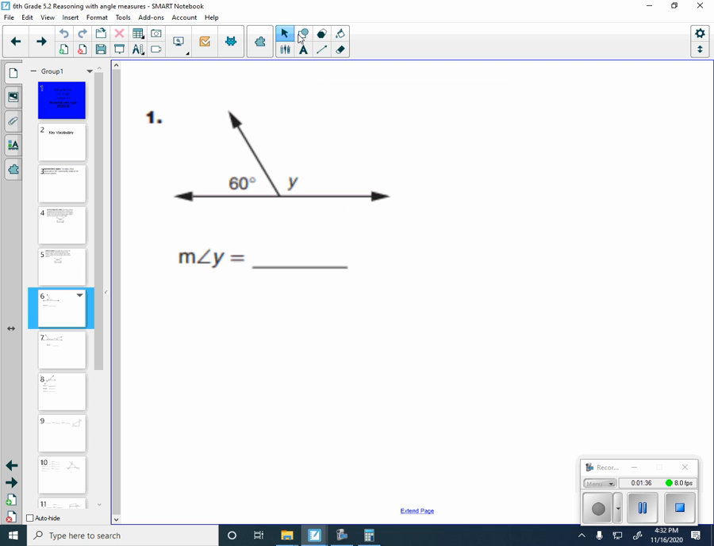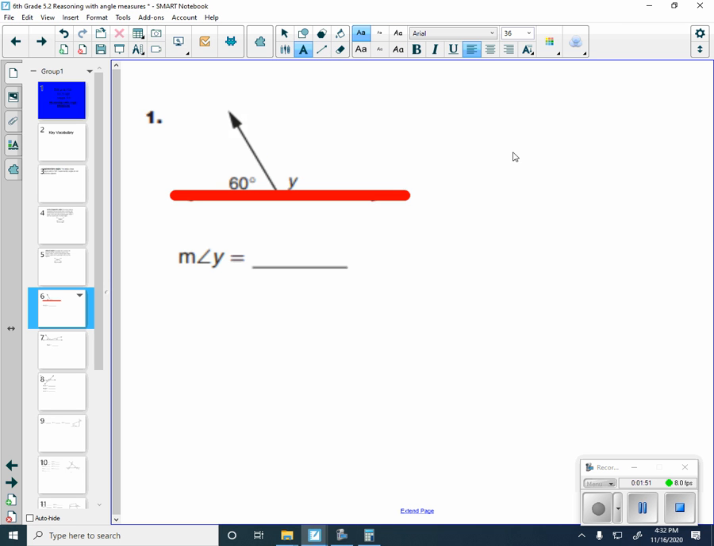So here we're going to take a look here. We have to find out what y is. We have an angle here, so we have 60. We know this, and we've got to find out what y is. We're going to be using a calculator today. That's no problem at all. But this is what we have to realize. We have a straight line here. And what we know in math is a straight line is worth 180 degrees.